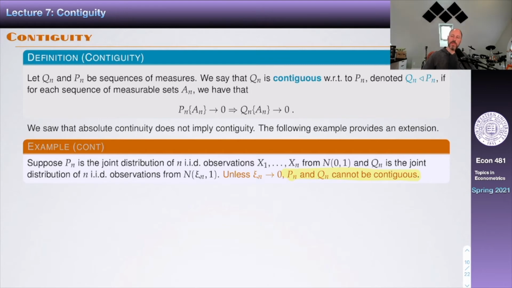And if you are following, this starts having the flavor of what we did last class when we started talking about local asymptotics, because we said, well, if we want to say something about power that is not degenerate, we will want this sequence of alternatives to get closer to the null distribution. And here we're saying, well, in order for this to be contiguous, meaning to say something about Q using P, we will need the mean of these random variables to go to 0. To see this, suppose not.